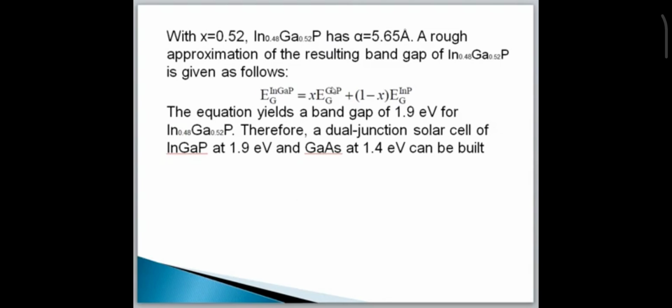By using this equation, you will find the multi-junction material band gap. If you are using the indium gallium phosphide junction, then you can find the band gap of this material if you know the value of the mole fraction, that is X. In this example, the value of X is 0.52. If you solve this equation, you will find the band gap of indium gallium phosphide is about 1.9 electron volt.